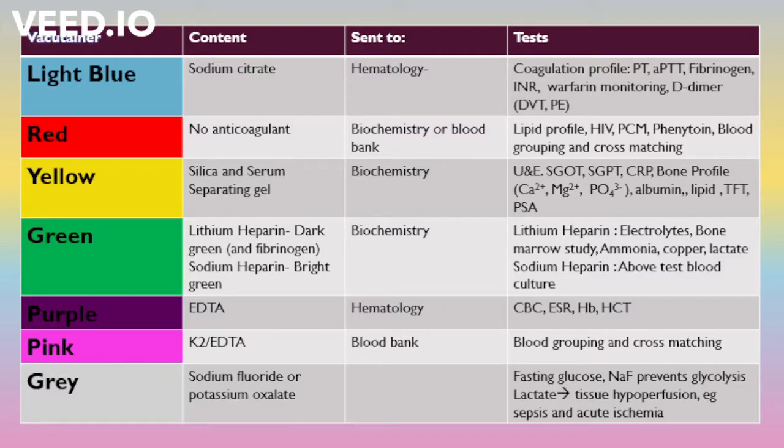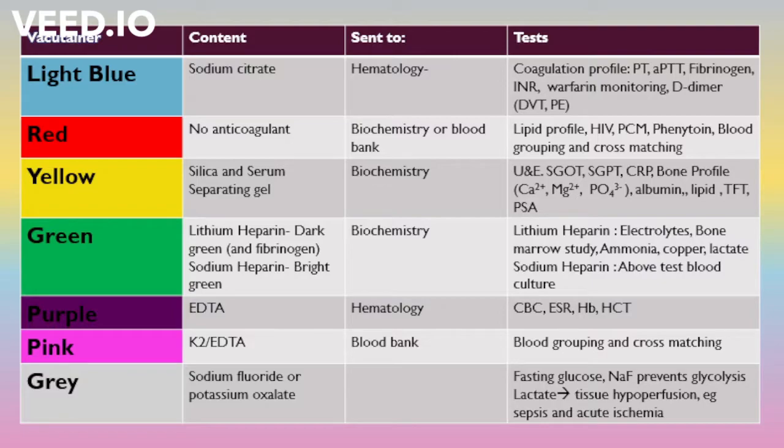Following the order, the third commonest in this list would be the red one, that is containing no anticoagulant, and it is sent to either the biochemistry or the blood bank. It is used for lipid profile, HIV, PCM, phenytoin, blood grouping and cross-matching.